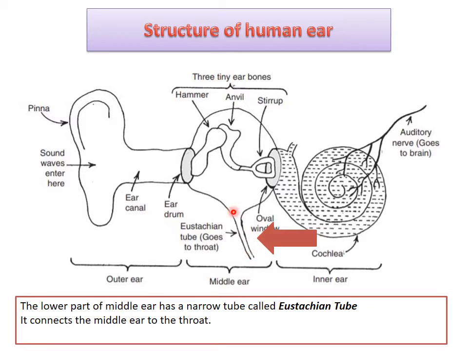There's an important part which lies at the lower half of the middle ear. This part is called the eustachian tube. This is a narrow tube which connects the middle ear to the throat.